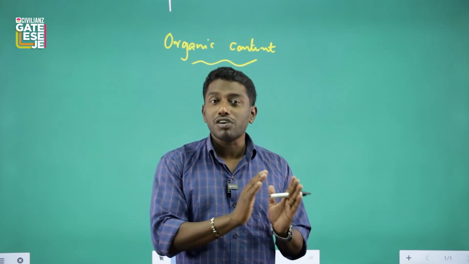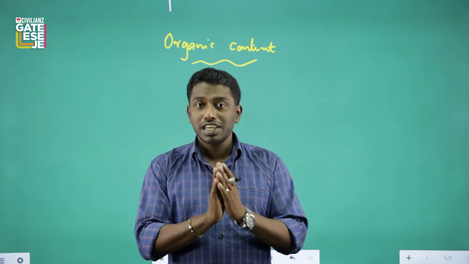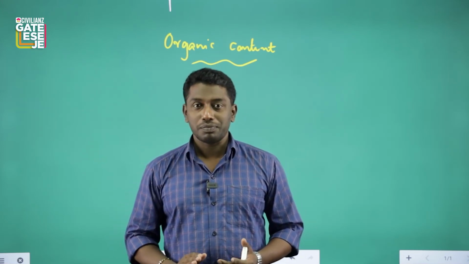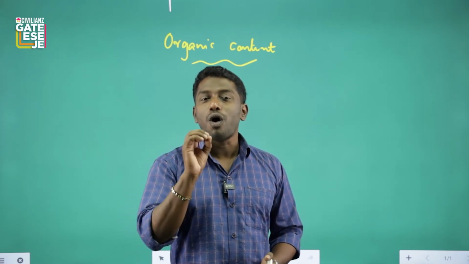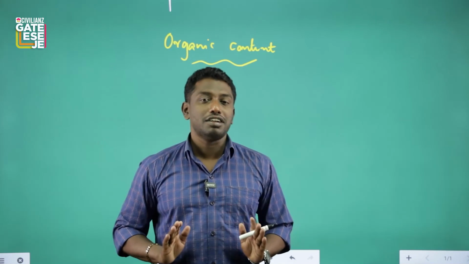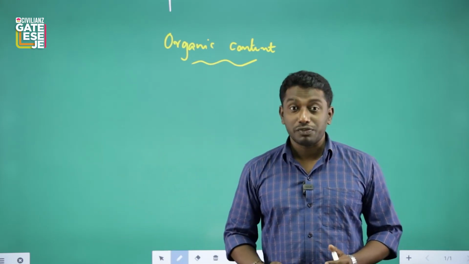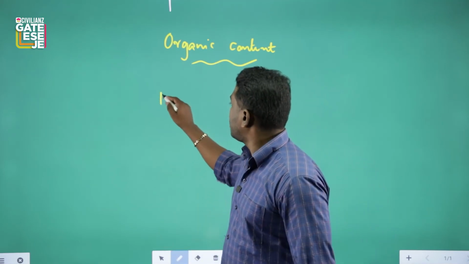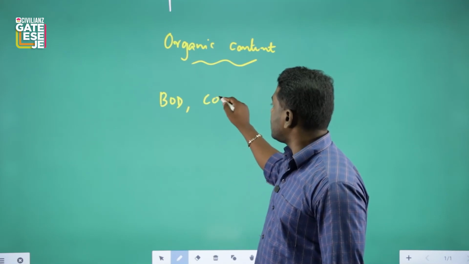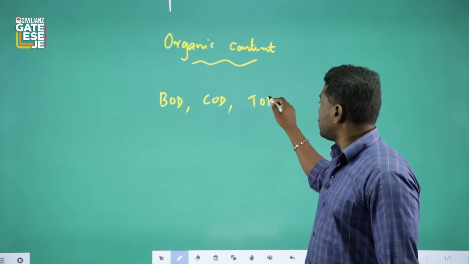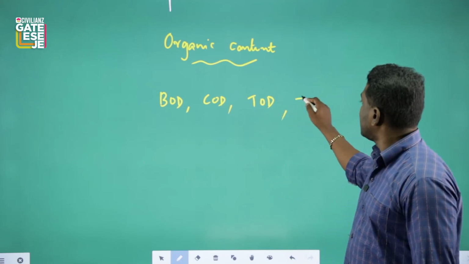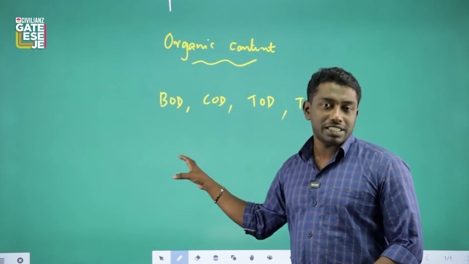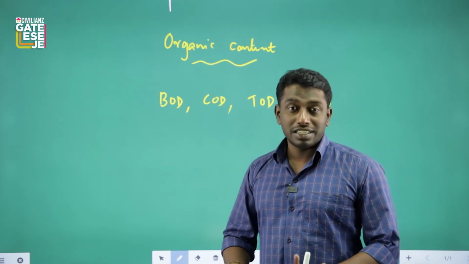So, the amount of oxygen consumed for decomposition will be directly proportional to what? The amount of organic content in wastewater. Therefore, various oxygen demand tests are conducted to find organic content in wastewater, which includes BOD, COD, TOD, total oxygen demand, then THOD, theoretical oxygen demand.